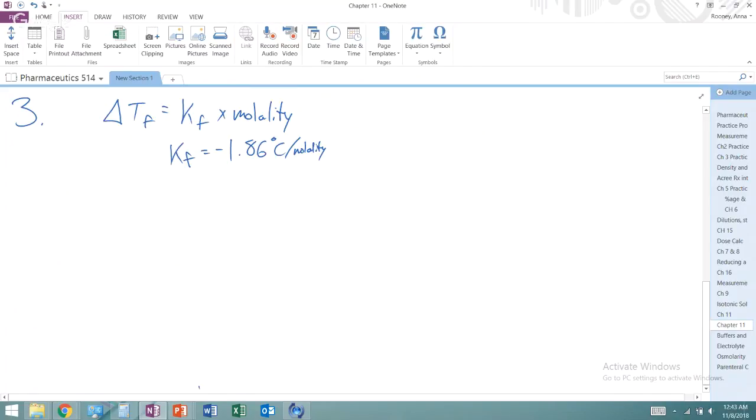So some people don't remember what their molality is anymore. So your molality is your moles of solute over your kilogram of solvent. Okay, so if you don't remember what that is.